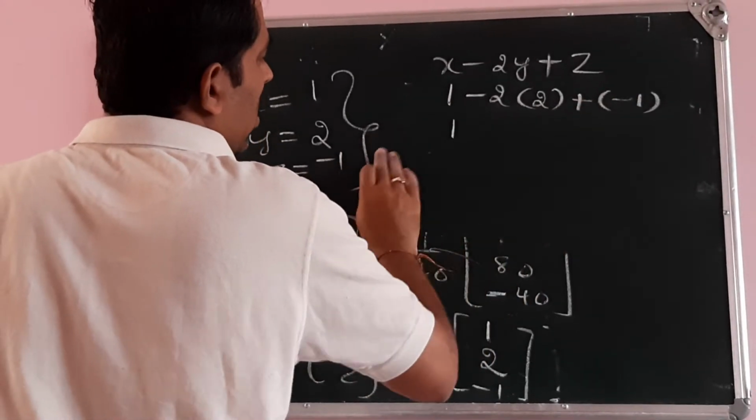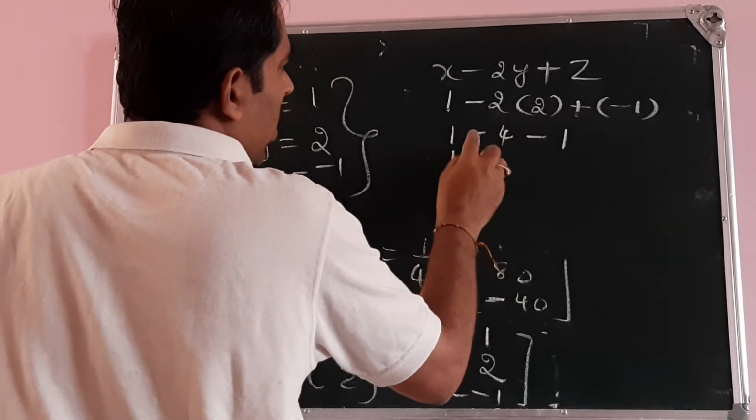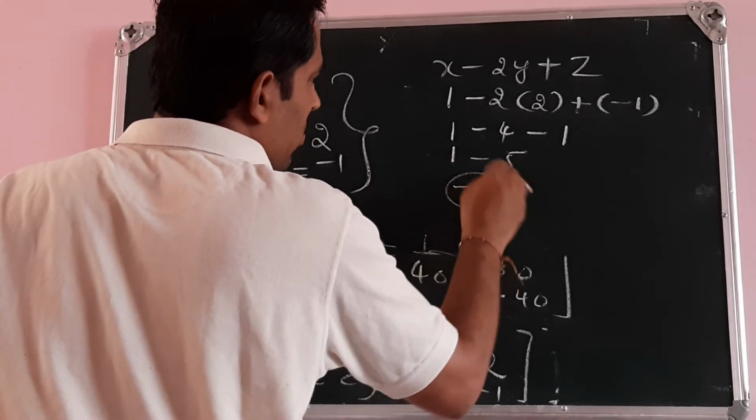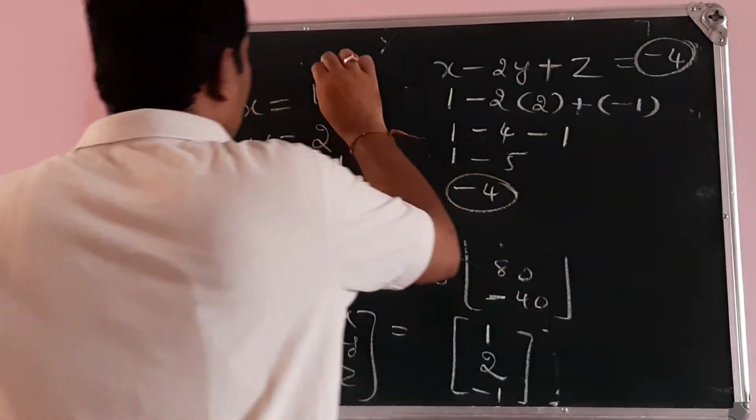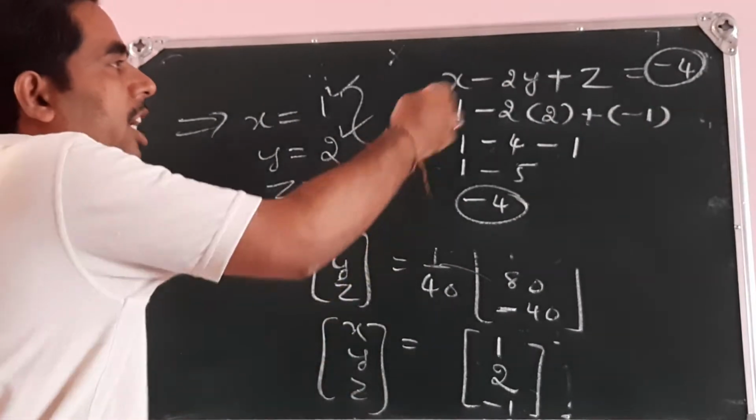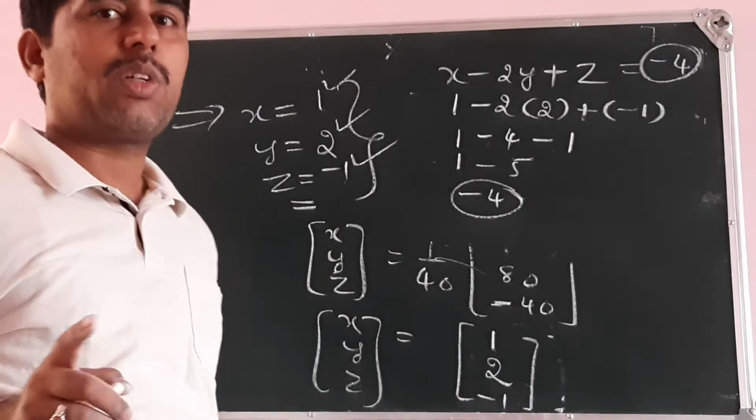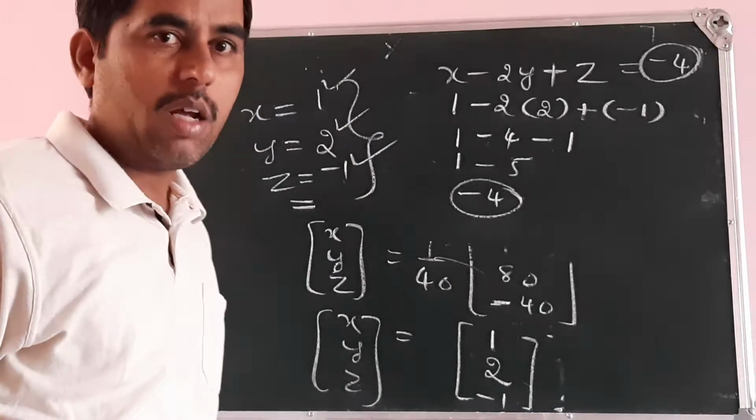So 1 minus 4 plus into minus 1, so 1 minus 4 minus 1 is minus 5. So 1 minus 5 is minus 4, and on the right hand side we had minus 4. So 1, 2 and minus 1 are the correct values. We can take any equation; I have taken this one. In this way we can solve the system of linear equations by the matrix method. Note down the solution and write the problem correctly.